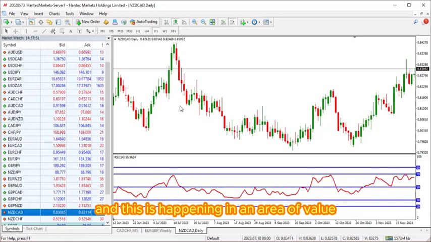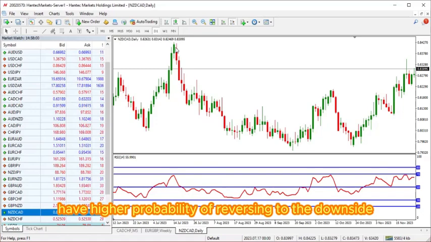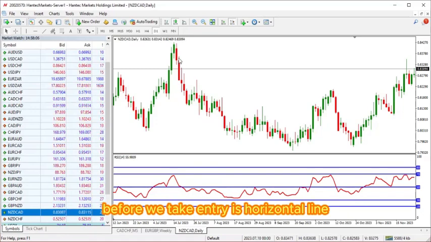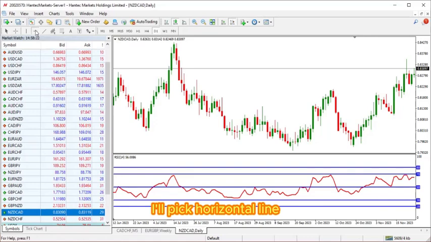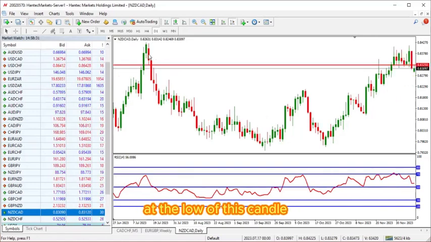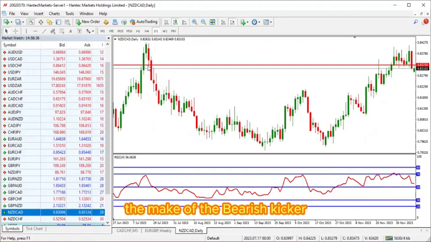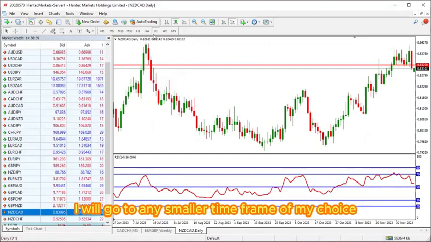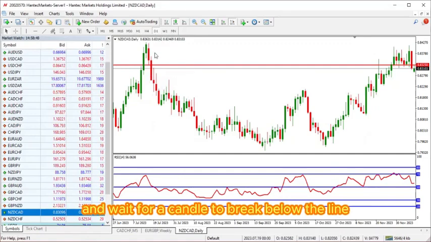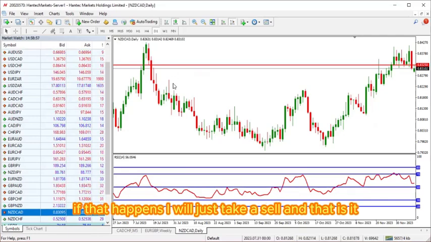And this is happening in an area of value. RSI is showing us overbought here, confirming the fact that this market has a higher probability of reversing to the downside. Another thing we need before we take entry is a horizontal line. I'll pick the horizontal line tool and drop the line at the low of this candle that makes up the bearish kicker. After dropping the line at the low of the candle that makes up the bearish kicker, what next will I do? I will go to any smaller time frame of my choice and wait for a candle to break below the line. If that happens, I will just take a sell, and that is it.